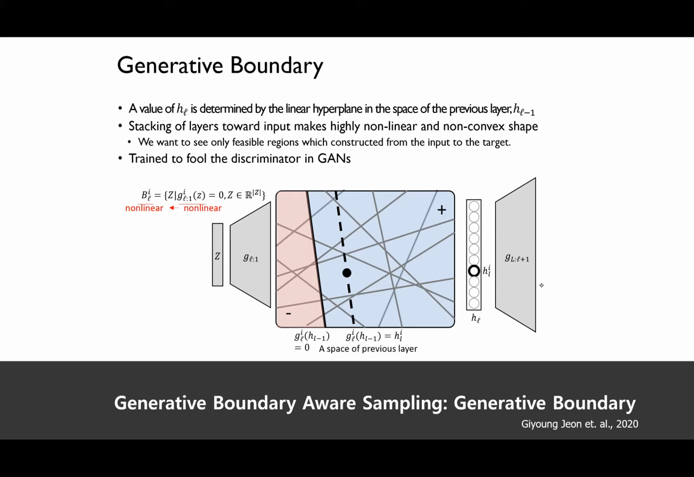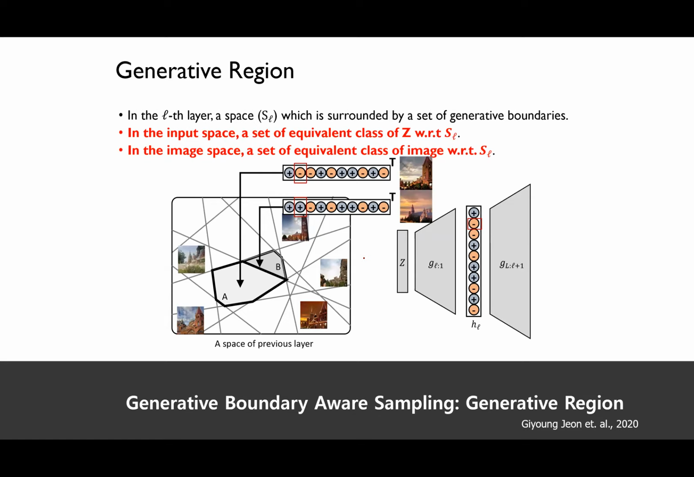So in the layers L1 to L, in the HL, what we can say is that this boundary will determine a specific node HL, either positive or negative, and so on. A specific point in the generative region is defined by the hyperplane, which will determine the same sign of a specific hyperplane. And we can also define a generative region. So in the layer L of space SL, which is surrounded by a set of generative boundaries.